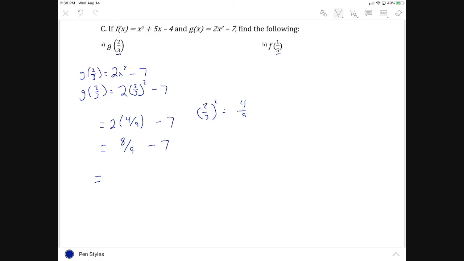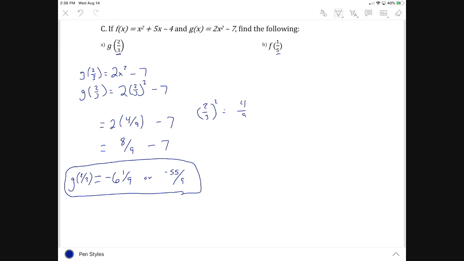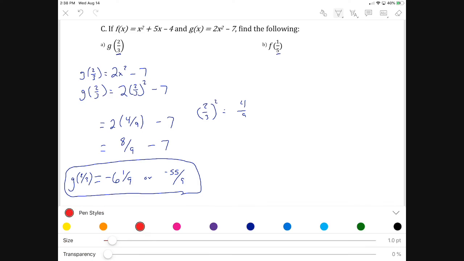So there's two ways you can write this. It's going to be g of 2/3 equals -6 1/9 or -55/9. Both are acceptable answers, but remember you're going to have to do that and do your fractions.